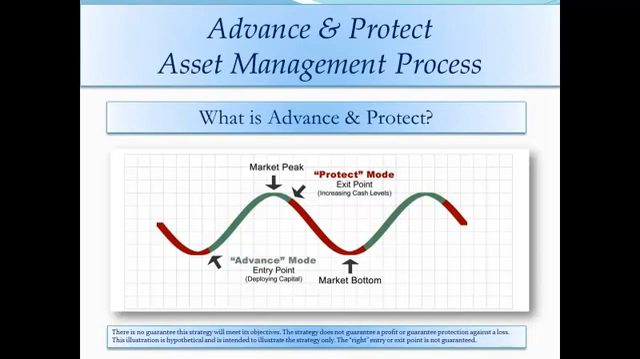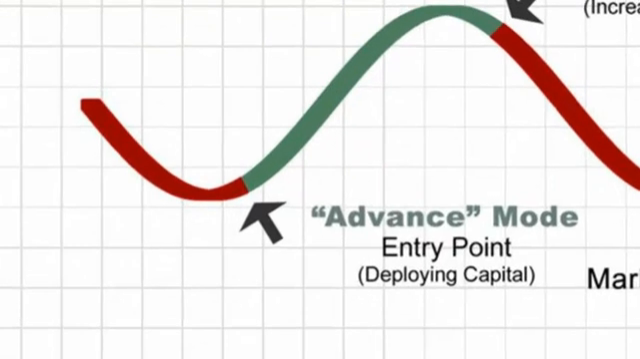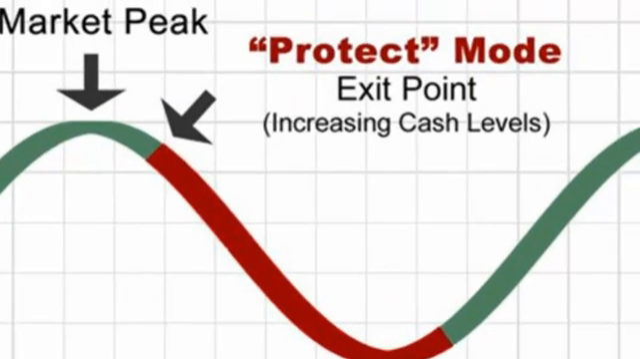This diagram is a very simple way of illustrating the objectives of Advance and Protect. Of course, we can't guarantee the perfect entry or exit point, but in general, the objective of Advance and Protect is to participate in the market when it is advancing and move out of the market when it is falling. We are not trying to predict when an uptrend or downtrend is going to happen. Rather, we wait for an uptrend to start before going into advance mode, and we wait for an uptrend to end before going into protect mode.